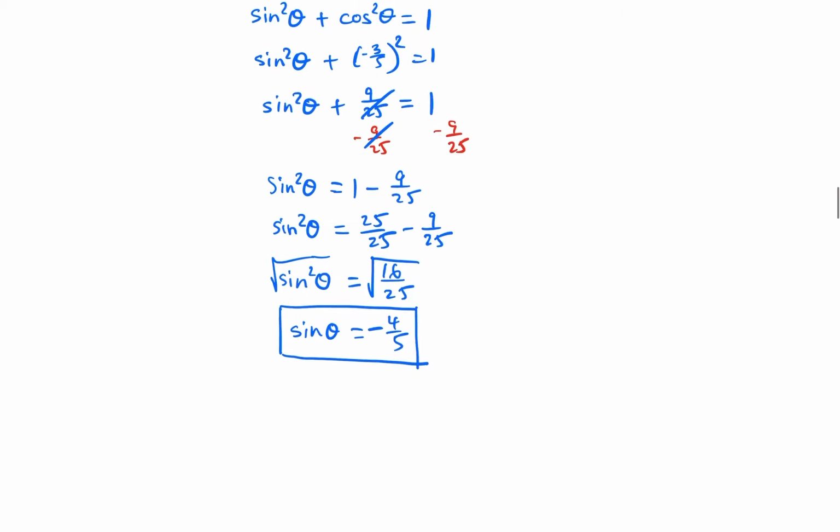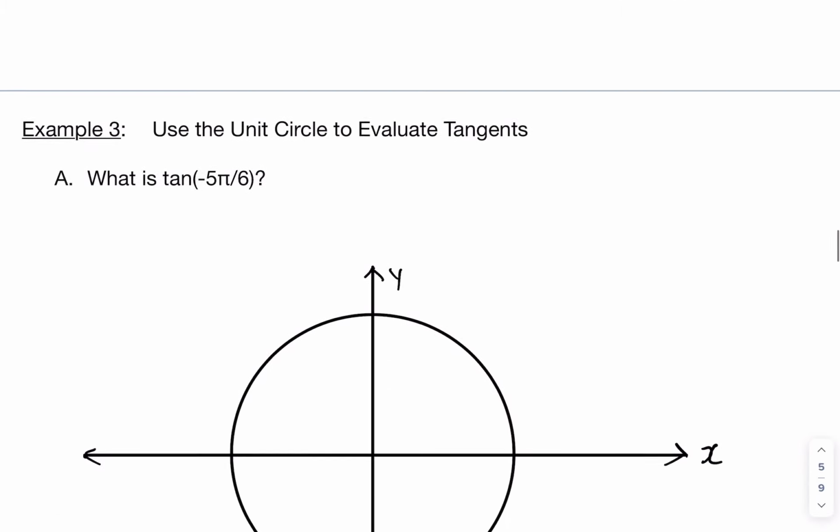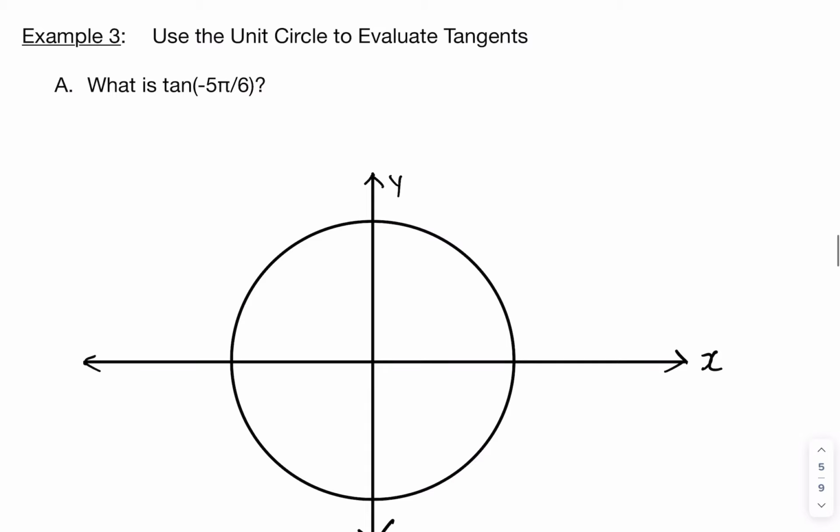Okay, so moving on to the following example. So now we're asked to find the tangent of negative 5 pi over 6. Okay, so in the previous examples we were looking for sine and cosine. Now we're talking about tangents.